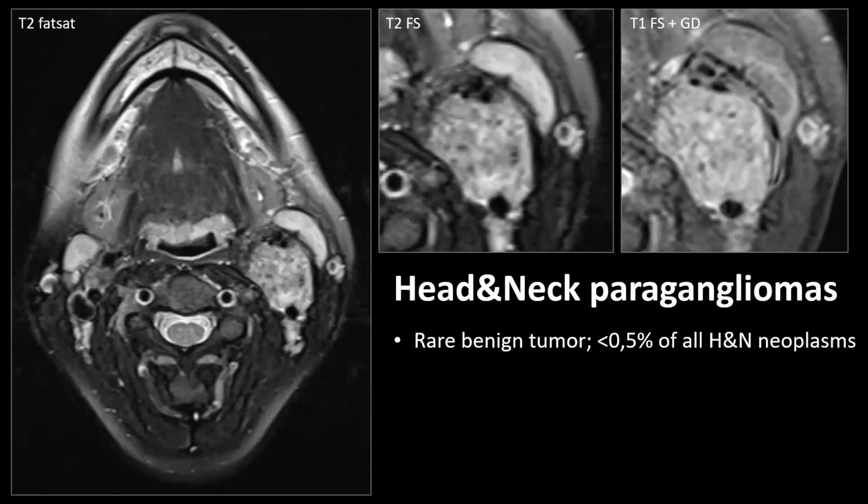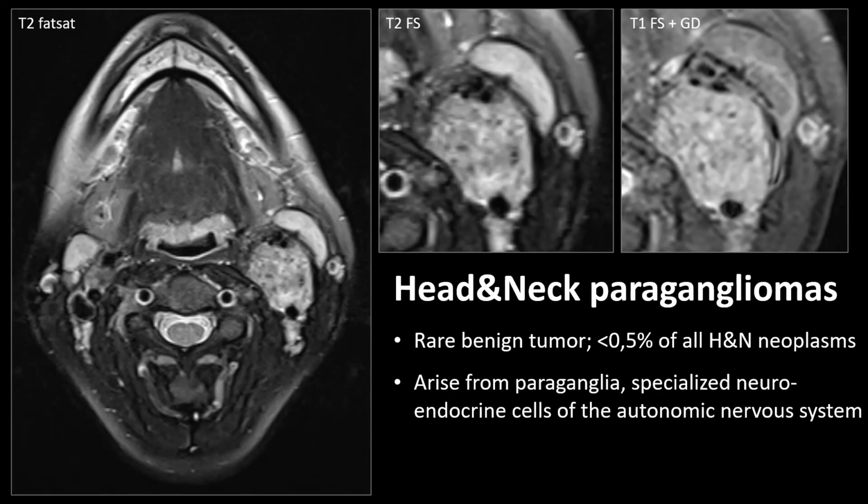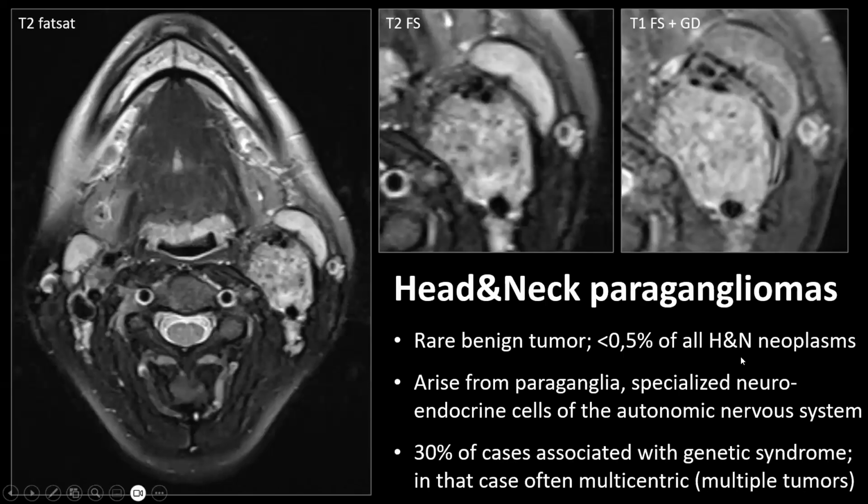First of all, they are rare, they are benign, and they constitute about 0.5% of all head and neck neoplasms. So they are not frequent, but because they have very typical locations and a very typical imaging appearance, they are often easy to diagnose and recognize. These tumors arise from paraganglia. That's why we call them paragangliomas, which are specialized neuroendocrine cells of the autonomic nervous system and which tend to be located at very specific places or locations where they can give rise to tumors.